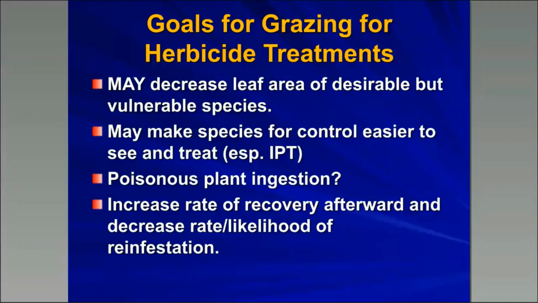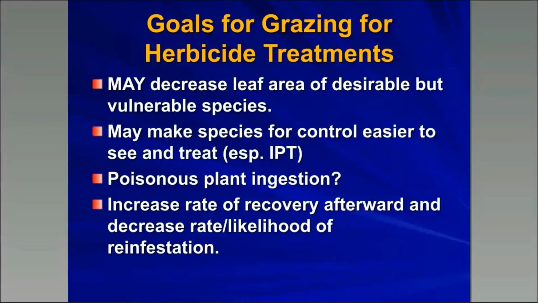But I think we can say that we may be able to, especially for individual plant treatments, make species that we want to control easier to see and to treat. For instance, if you've ever tried to do basal treatments, and you've got grass growing up around the base of those plants, it gets exceedingly difficult to do that. Sometimes there are plants that we can't see because they're down in the grass, and so we need to get to them. That can help too. Those sorts of things may be a big deal.